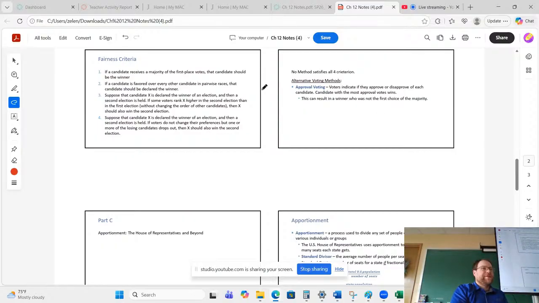There is an approval rating system out there for presidential elections. Basically, surveys are done to determine whether people approve or disapprove of each candidate. The candidate with the most approval votes wins. But it can result in a winner who is not the first choice of the majority. It might be a small group of people that approve of this person, but they may highly approve of them, is the idea.